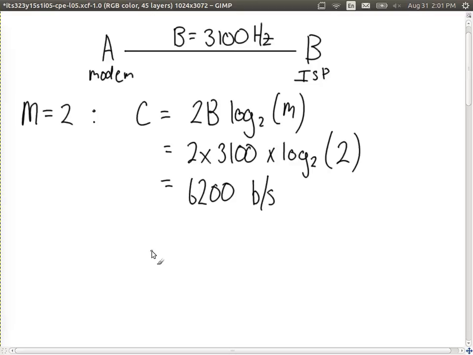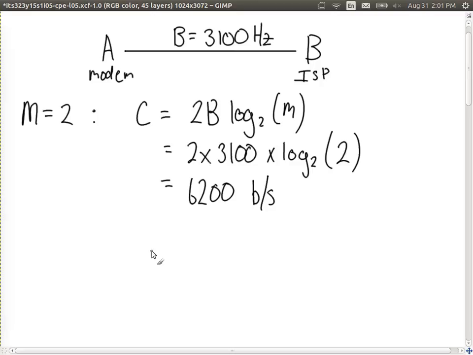What do they do? We said that the maximum is 6,200 bits per second, but I'm telling you the real modems could get up to about 56 kilobits per second. Look at, not frequency, look at the Nyquist equation. Use higher or lower what?